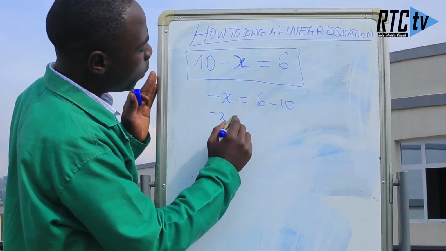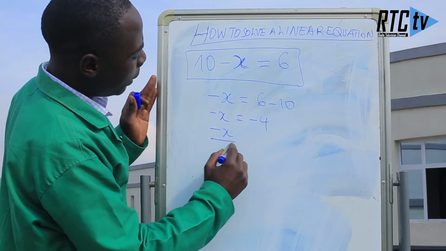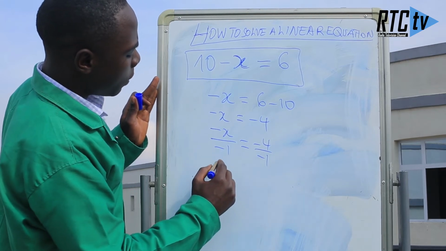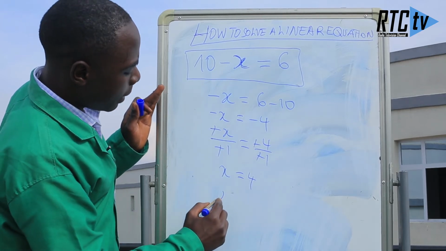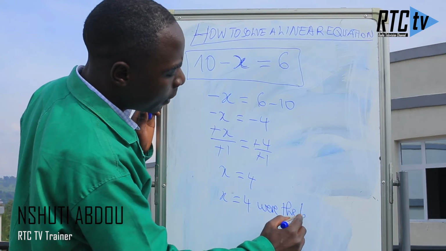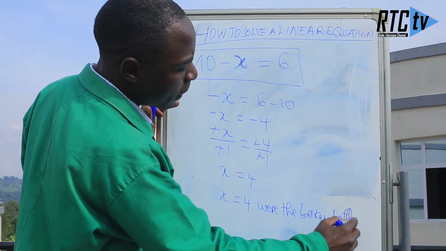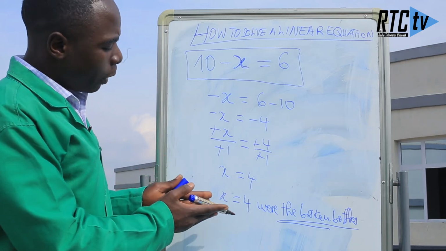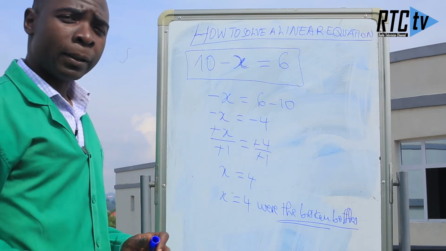Then negative x will be equal to negative 4. Then negative x over negative 1 is equal to negative 4 over negative 1. So x will be equal to 4. It means that 4 were the broken bottles. So this 4 bottles means that of 10 bottles, 4 were broken, so 6 bottles were left unbroken.